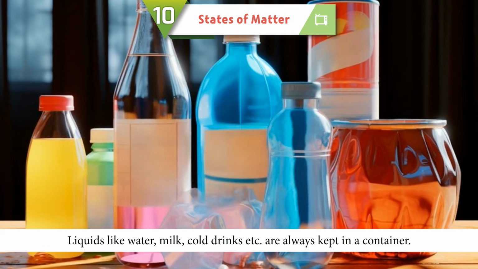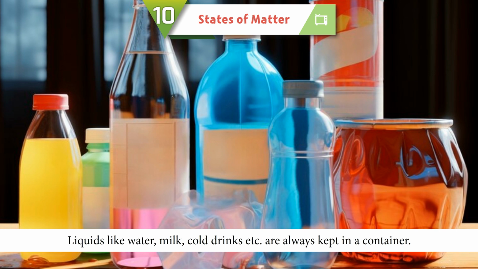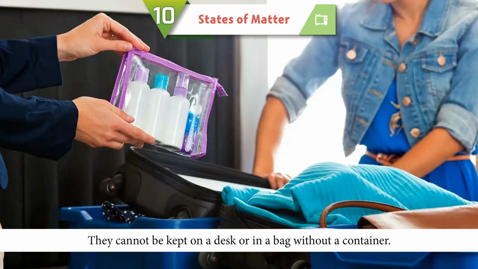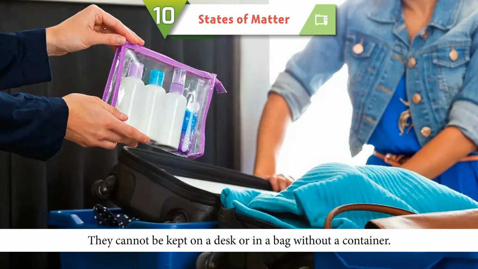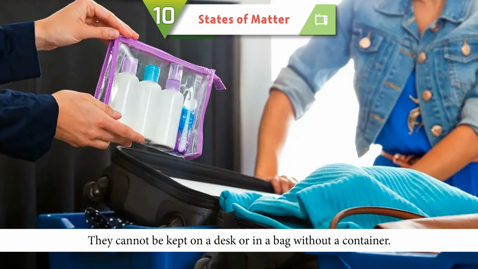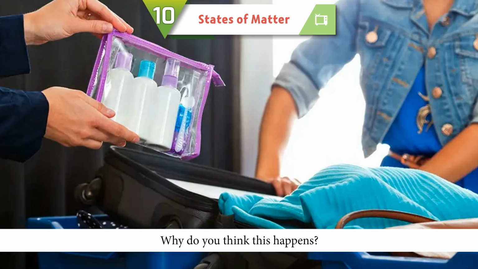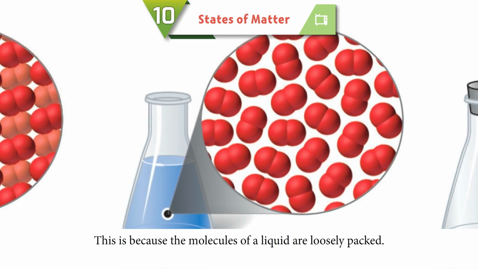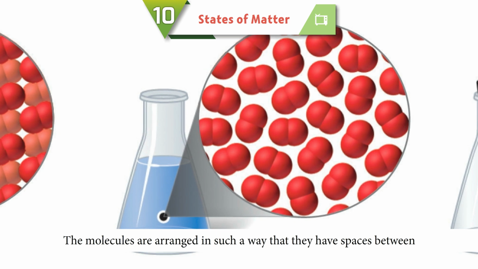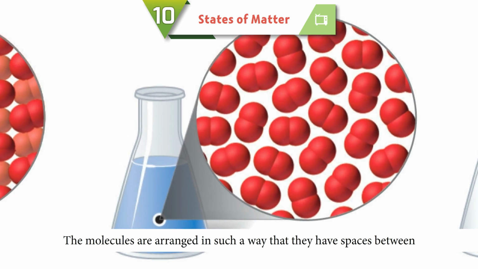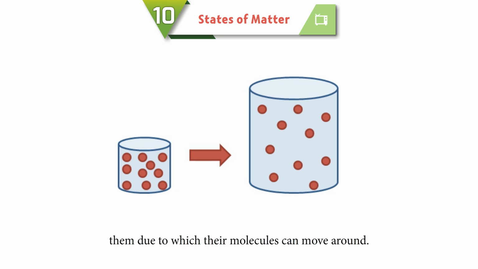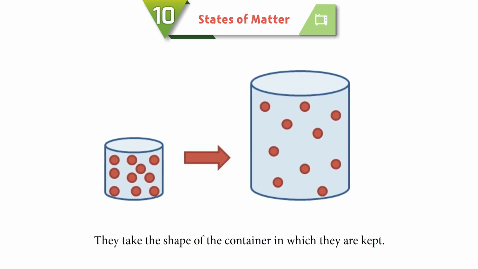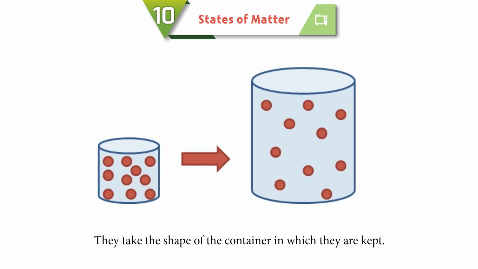Liquids. Liquids like water, milk, cold drinks, etc. are always kept in a container. They cannot be kept on a desk or in a bag without a container. Why do you think this happens? This is because the molecules of a liquid are loosely packed. The molecules are arranged in such a way that they have spaces between them, due to which their molecules can move around. They take the shape of the container in which they are kept.